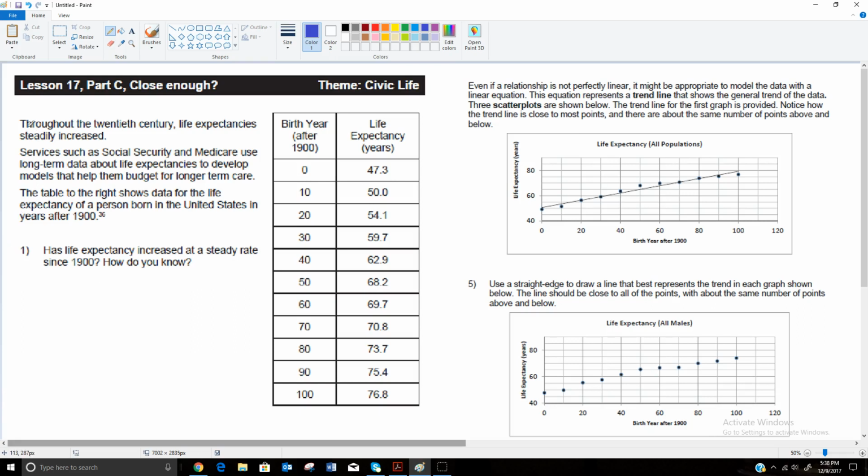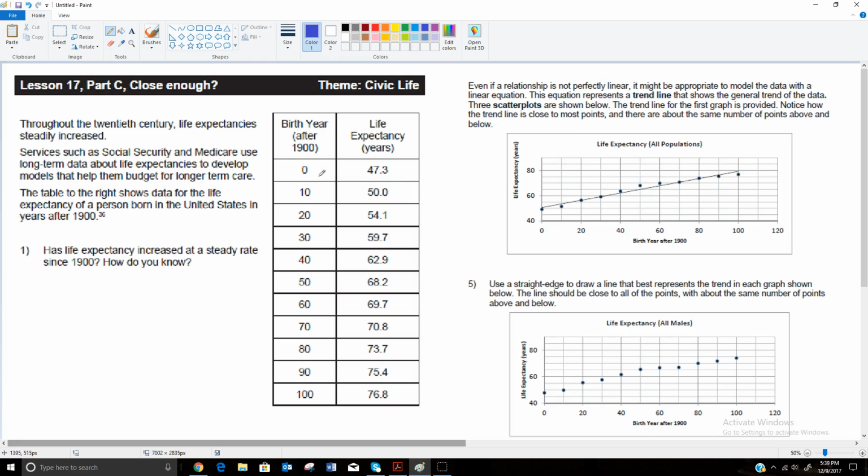It says, throughout the 20th century, life expectancies steadily increased. Now, what we mean here is that this is the birth year after 1900. So 0 means actually 1900. 10 would be 1910, then 1920, 1930. 100 would be the year 2000.